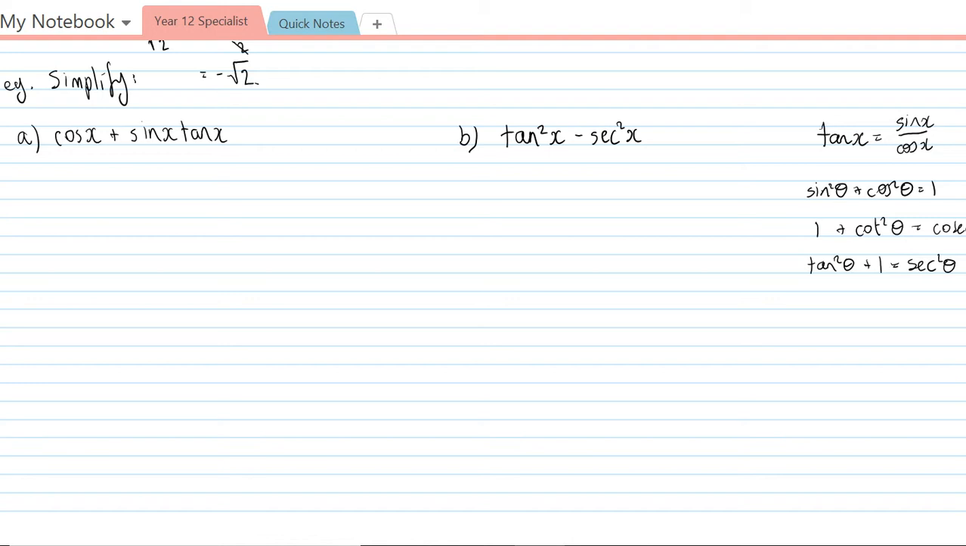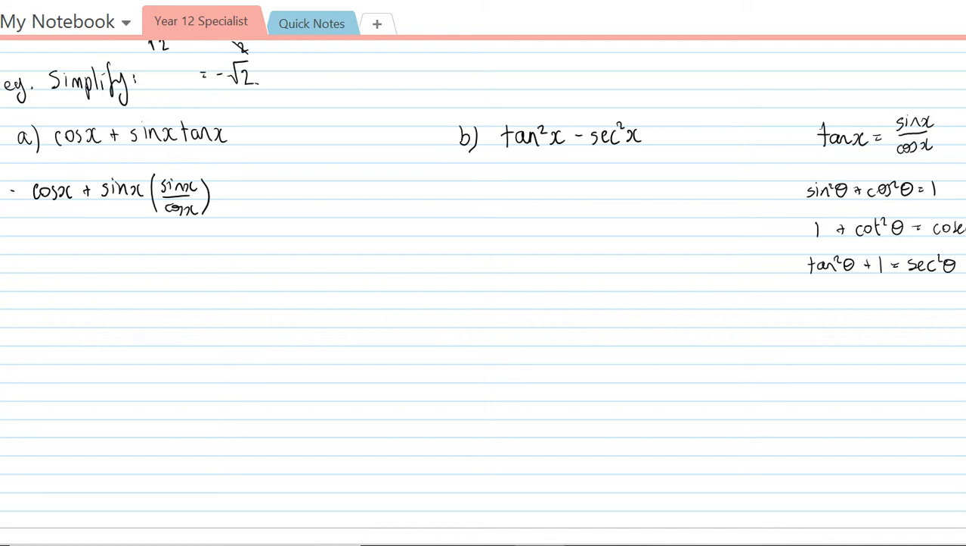So to begin with, I'm going to recognize that tan x is the same as sin x over cos x. So I end up with cos x plus sin x times sin x on cos x. Well, this is already not looking too bad. So I've got cos x plus sin squared x over cos x.